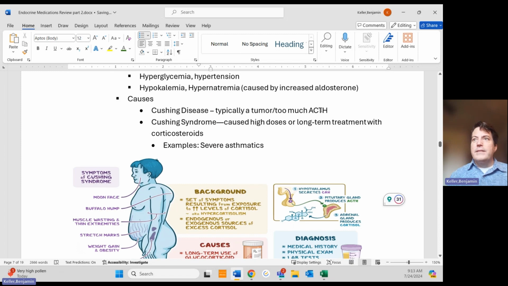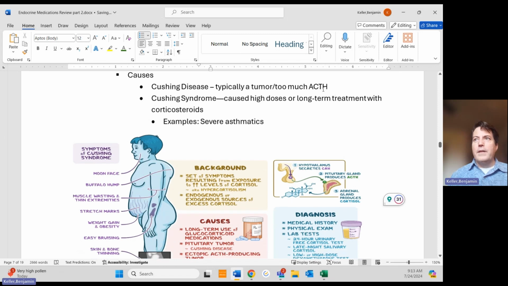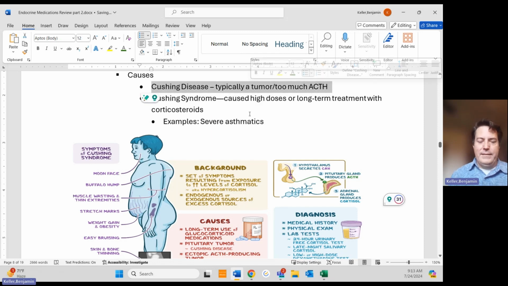And so Cushing's disease is typically caused by too much adrenocorticotropic hormone, or ACTH, and so that's the brain telling the body to produce more, and it's usually a tumor. So it could be on the pituitary gland. I think there are some lung cancers that can cause ACTH-releasing tumors and things like that. So that's Cushing's disease. Cushing's disease is caused by the body itself.